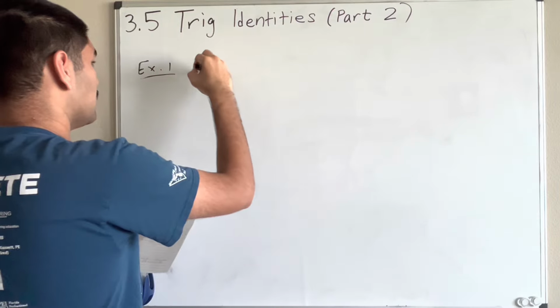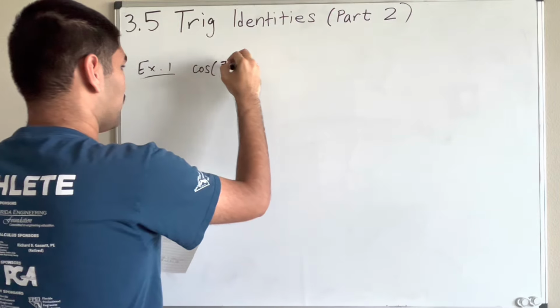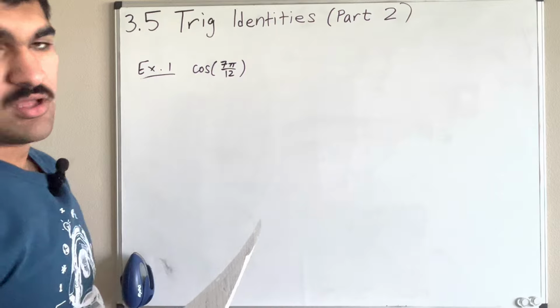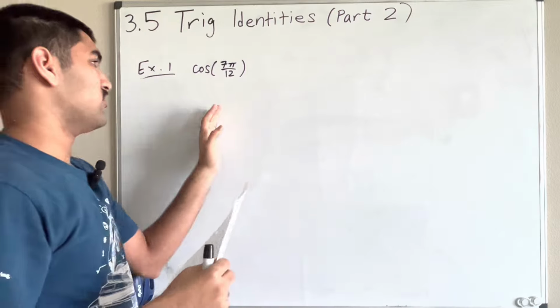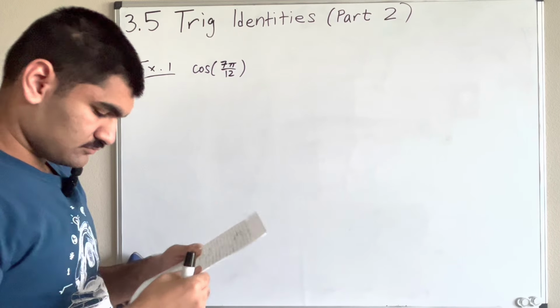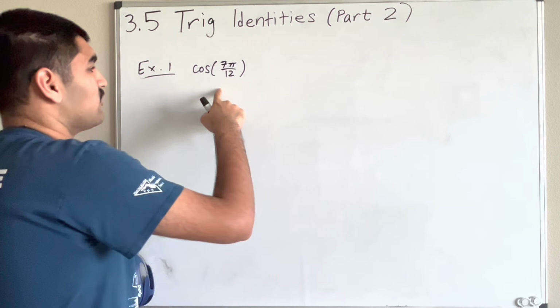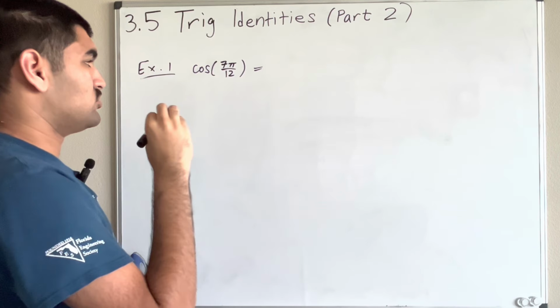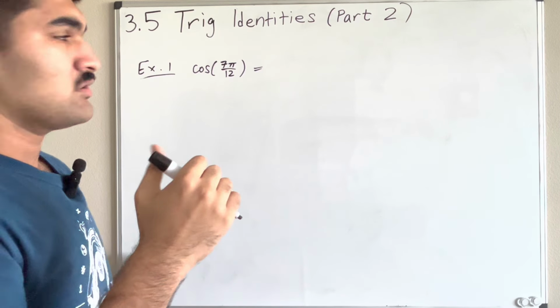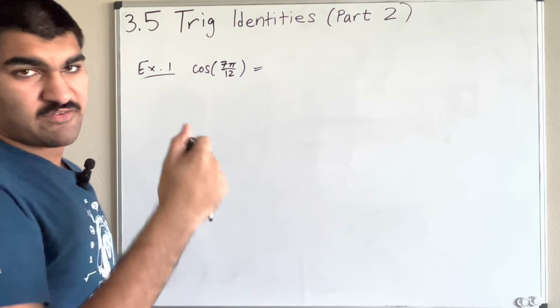So suppose I wanted you to find the value of cosine of 7 pi over 12, right? And I want the exact value, so you can't use a calculator. You have to use your identities. So the way you can do this is you can break up the 7 pi over 12 into two different angles for which you know the exact values.